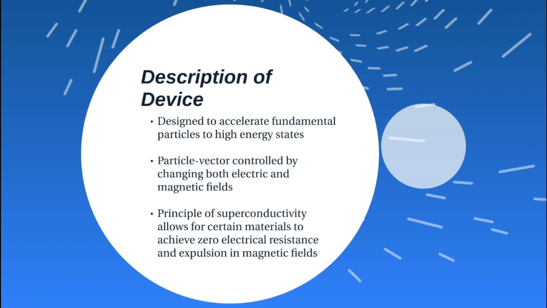The particle vector desired dictates the strength and direction of both the applied electric field, which controls the particle's speed and beam energy, and magnetic field, which steers and focuses the beam. The right-hand palm rule is also used to determine the direction of the beam. The principle of superconductivity allows for certain materials called superconductors to reach zero electrical resistance and expulsion of magnetic flux fields, which is only achieved at extreme cool temperatures, often near absolute zero, where electrical resistance is proportional to temperature.